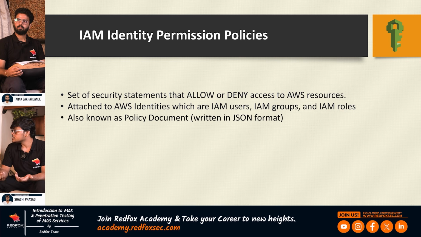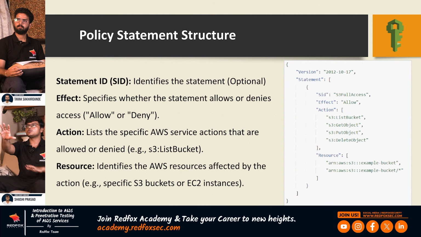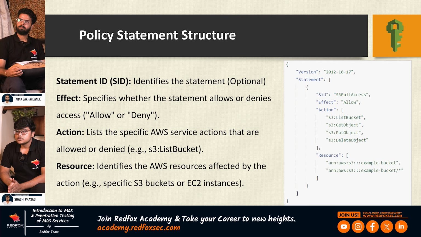These permission policies are also known as policy documents, and they are written in JSON format. So let's see this. This is how the policy document will look, on your right hand side. First is the version, which is the version of the policy, and by default it's 2012. So I think Microsoft has not updated it since 2012.